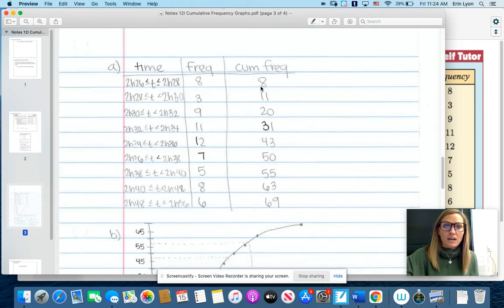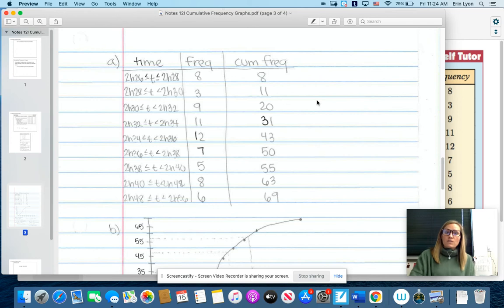Okay, so the first thing I did is I rewrote the table that was given. So these first two columns are just the table that we just saw. And then I have my cumulative frequency in this third column. So 8, and then when I add 3, I get 11. At 9, I get 20. At 11, I get 31, et cetera.